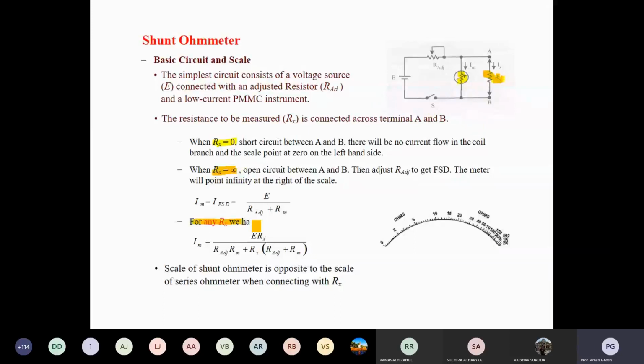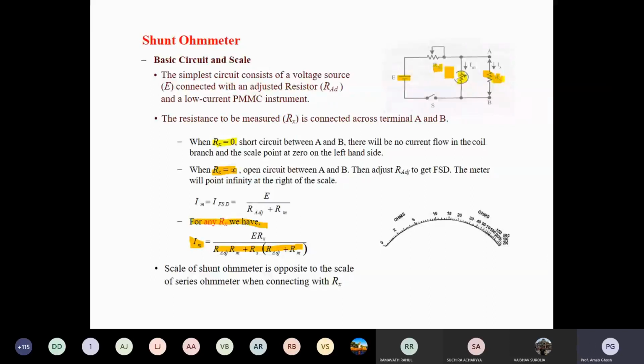So the formula will come like this. IM equals what? You can use the current dividing rule. IM equals E, the total voltage, into Rx, whole divided by R adjust in series with the parallel combination. So IM equals to EM by I adjust total. The formula will come like that: R adjust plus Rm parallel Rx. Rm and Rx are both in parallel, so Rm into Rx whole divided by Rm plus Rx, and that is in series with your R adjust.